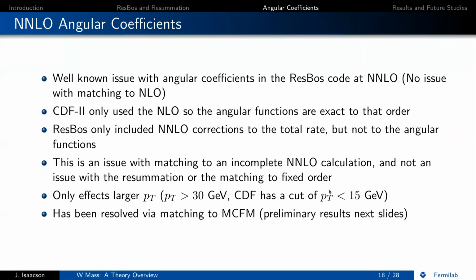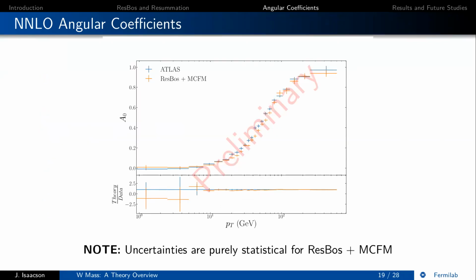Even with all of this, in the results I'm going to show, this has actually been resolved with matching to MCFM. And so we have actually done this, and we have corrected these coefficients. And so you can see here some preliminary results on the Resbos plus MCFM interface, in which we calculate these A0 coefficients and compare it to the ATLAS data. And you can see here that we have this good agreement between the theory prediction and the data. And I want to point out that the uncertainties so far here are just the statistical uncertainties. We still have to overlay the scale uncertainties and the PDF uncertainties. But it still follows the right trend. There's no major issues that seem to be sticking out.